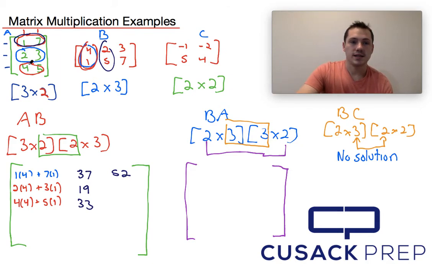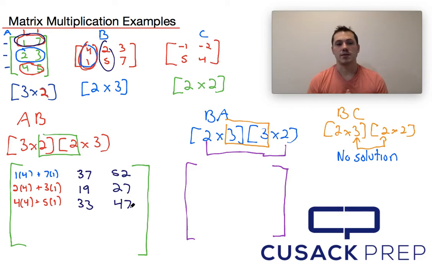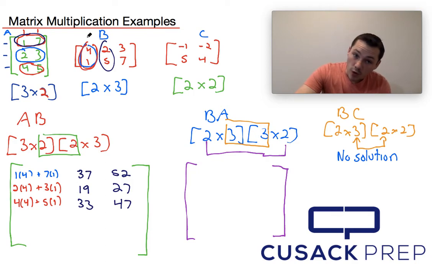2 times 3 plus 3 times 7, it's going to be 6 plus 21 is 27. 4 times 3, 5 times 7, that's going to add to 47. And we can see that that's how we would get A times B. Now let's say we wanted to do B times A. Again, now I'm going to do the rows of B times the columns of A.